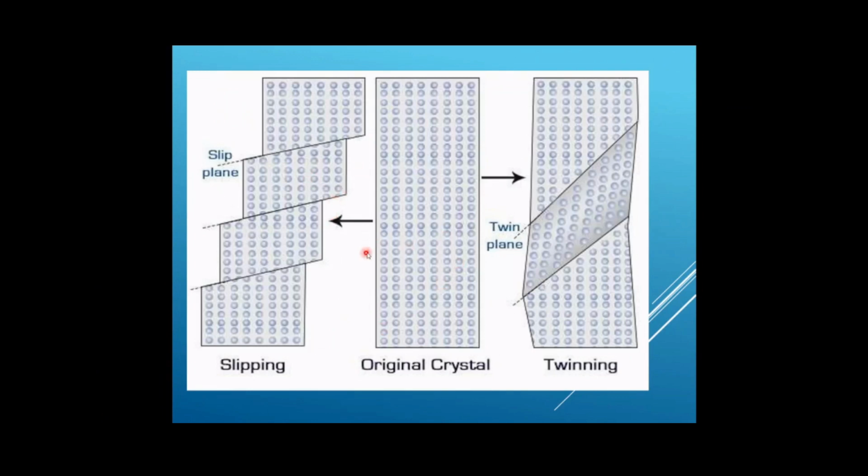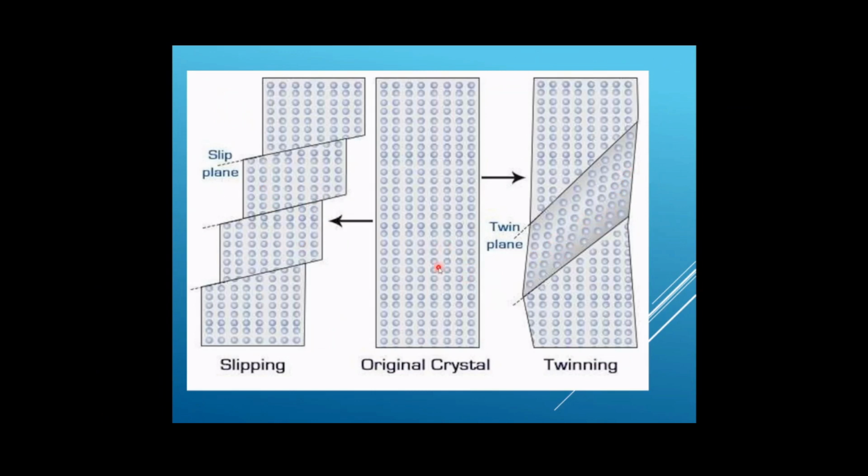So this diagram will differentiate slipping and twinning. In the left diagram, this is the example of slipping, that is slip. Slip will be created in a zigzag position, but in case of twinning, the twinning will occur in the same direction. So this is the orientation of slipping and twinning.